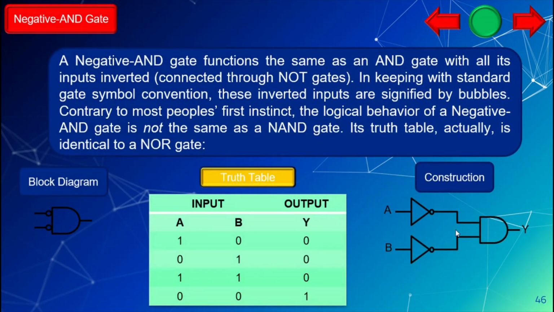A negative AND gate functions the same as an AND gate with all its inputs inverted. In keeping with standard gate symbol convention, these inverted inputs are signified by bubbles. Contrary to most people's first instinct, the logical behavior of a negative AND gate is not the same as an AND gate. Its truth table, actually, is identical to an OR gate.